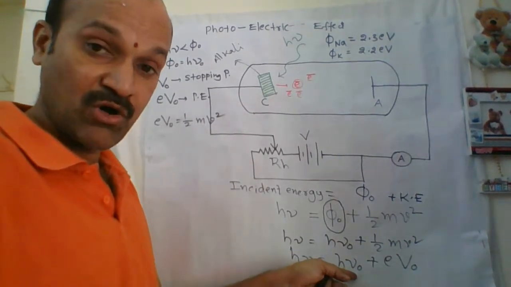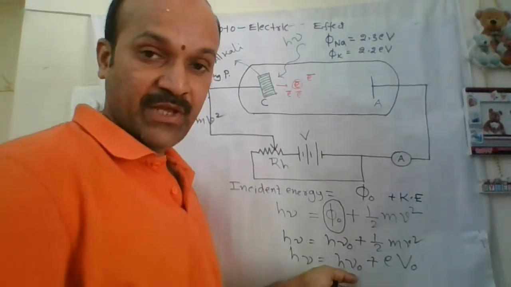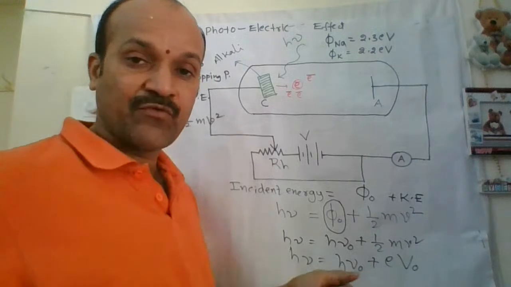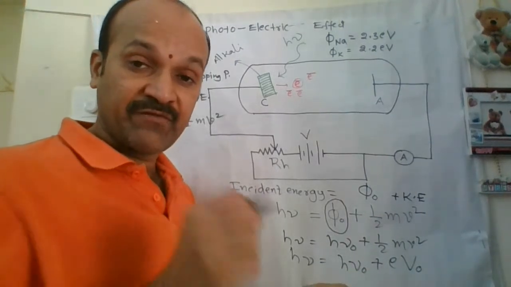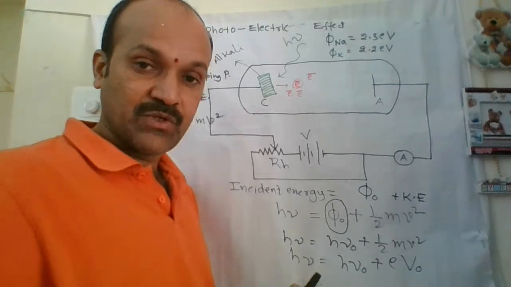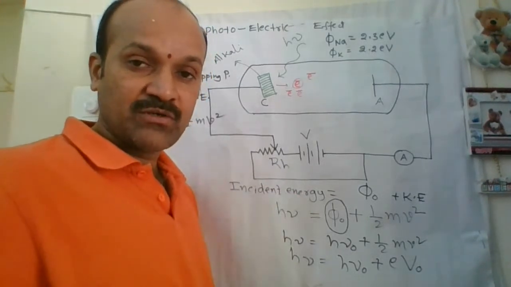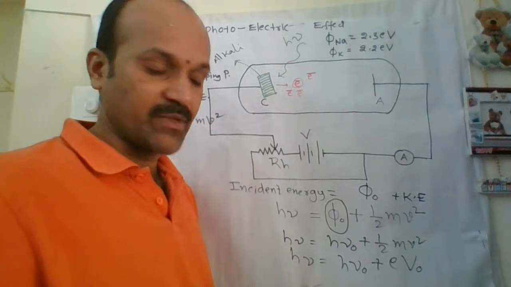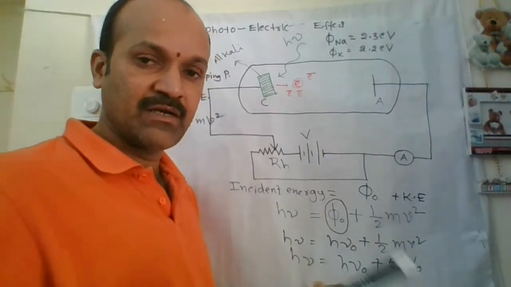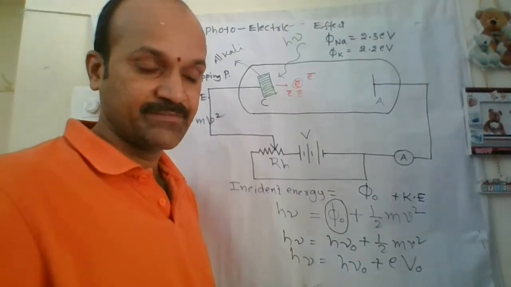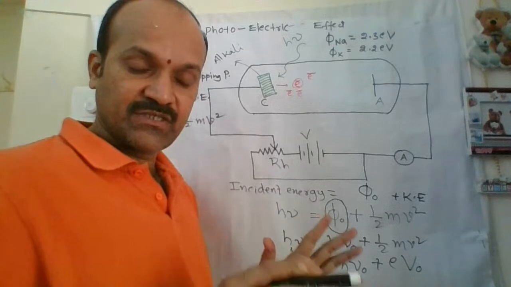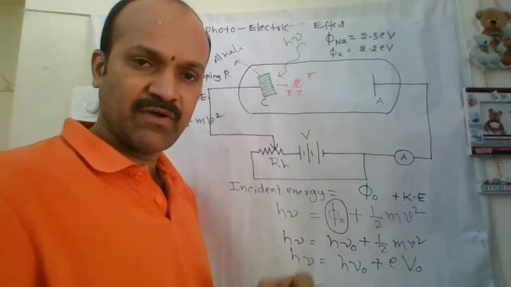This nu naught is called the threshold frequency. The minimum frequency of the incident radiation, the incident photon, required to just remove the electron from the metal is called the threshold frequency, and accordingly the threshold wavelength can also be defined. Okay, is it clear? This is the theory we have discussed here.